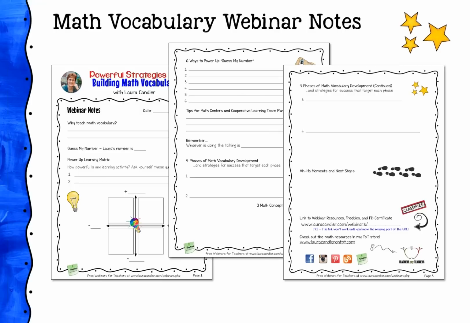We've gone through why teach math vocabulary, the Power Up Learning Matrix, 6 ways to power up Guess My Number, and I'm hoping those are things that you will use in other areas too. And then we went through those 4 phases of math vocabulary development and a lot of different strategies for each one. So it's time to take a moment and think, what is the most important thing that you've learned? What are your next steps? What have you learned that you want to implement right away? And hopefully there are a lot of strategies here that you'll be able to pick some and move ahead with those in your instruction.